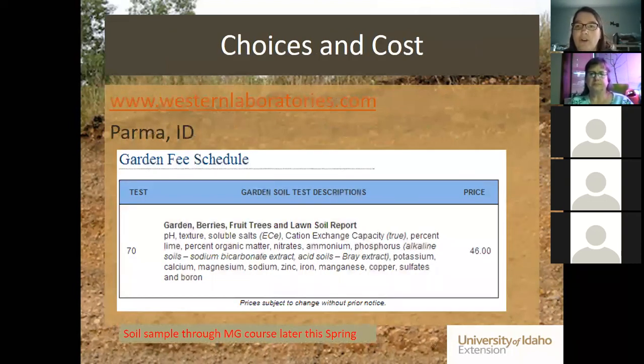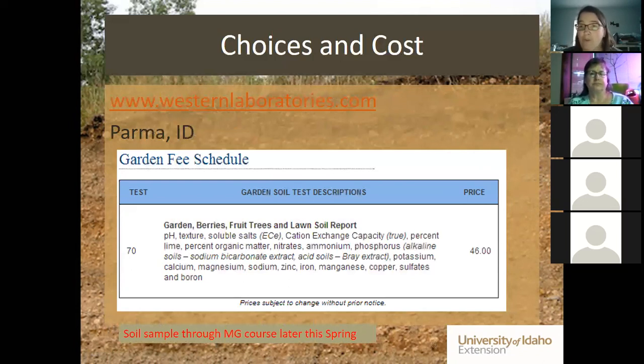Our local lab that most of our soil tests go to is Western Laboratories. They're based there in Parma, and they offer a garden soil test, and it is $46. So you have to be fairly serious about what you want to do there. That test will do pH, texture, soluble salts, cation exchange capacity, and we'll talk about what some of these factors mean. Percent lime, percent organic matter, nitrates, ammonium, phosphorus, calcium, magnesium, sodium, zinc, iron, manganese, copper, sulfates, and boron. So all your macro and micronutrients.